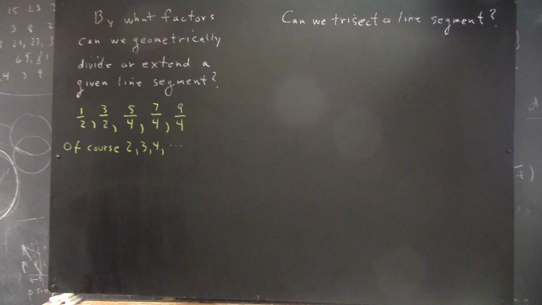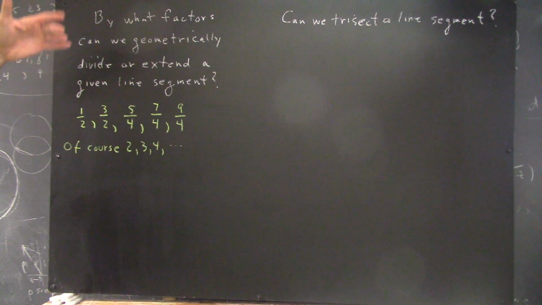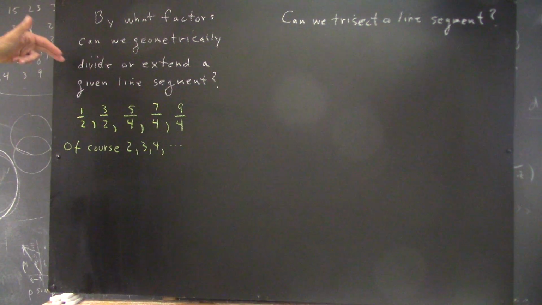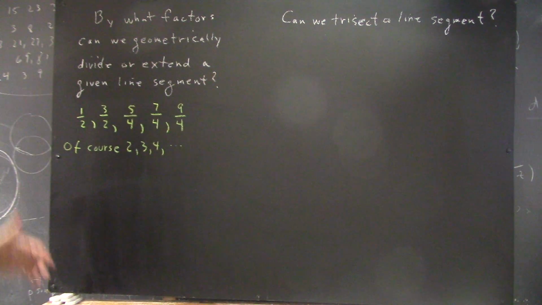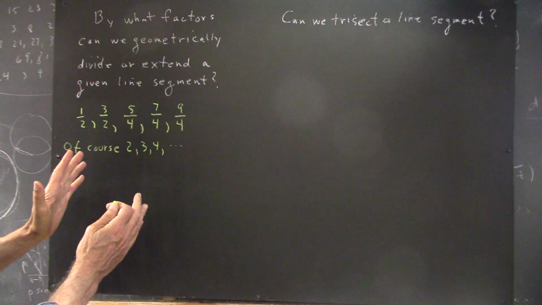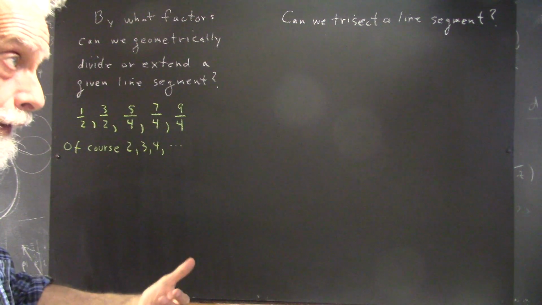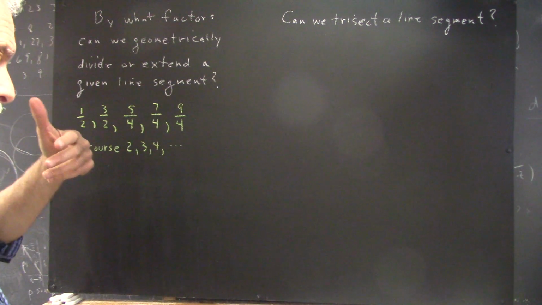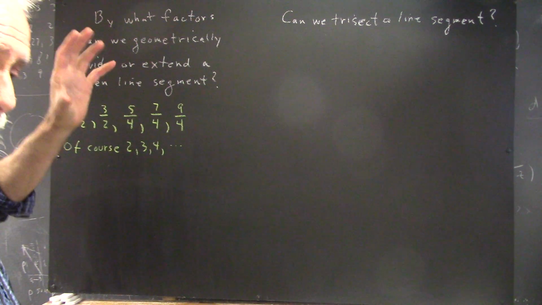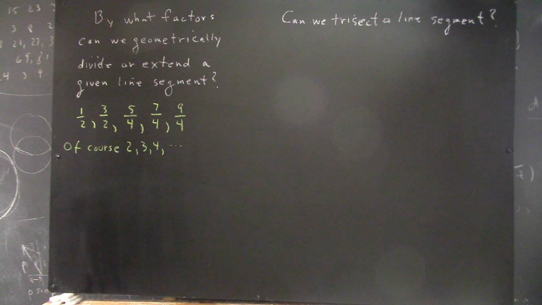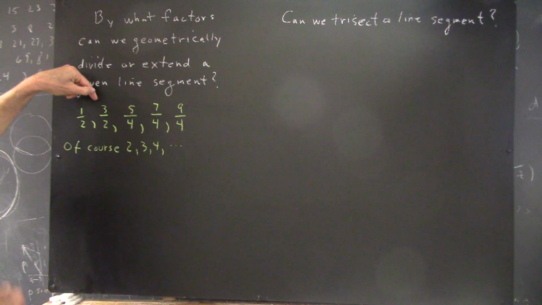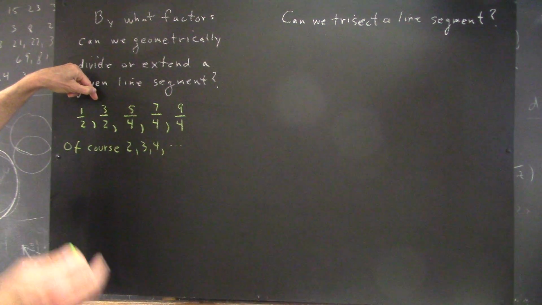Okay, we've posed the question: by what factors can we geometrically extend a line segment? Of course, we can also divide a line segment. We've already divided it into half, which means we change its length by a factor of 0.5, by 50%, or by 1/2. 3/2, that would be your 150%, the 50% increase.